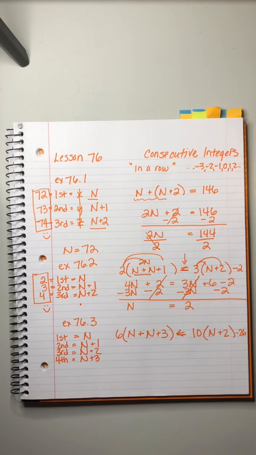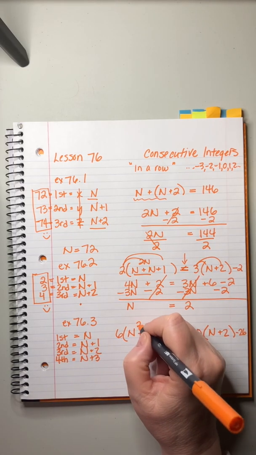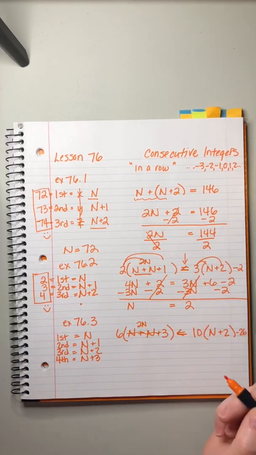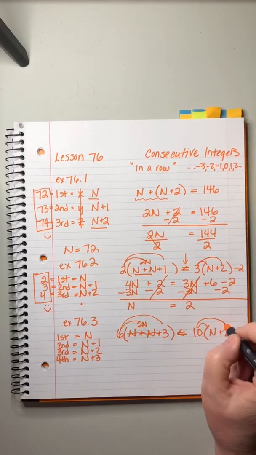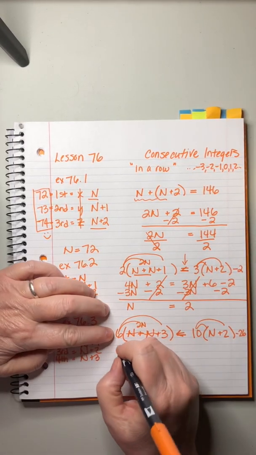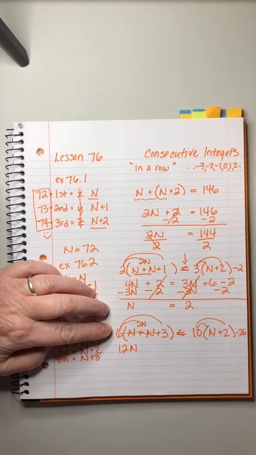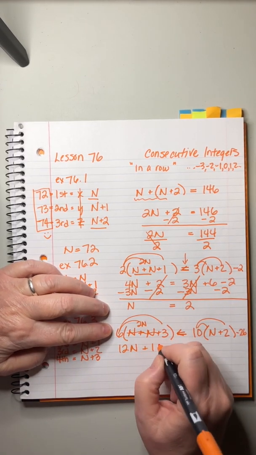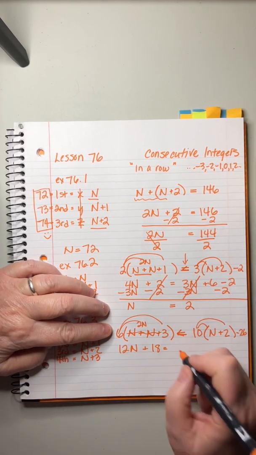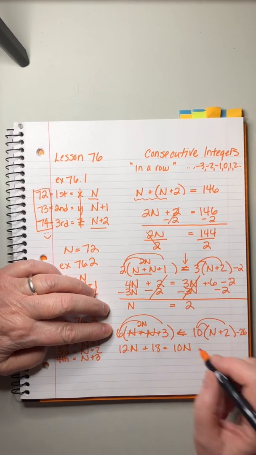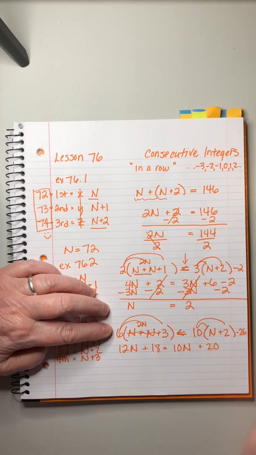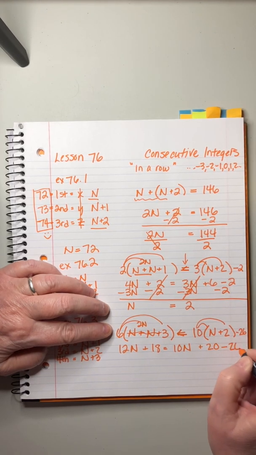All right, ready? This is going to become 2n again. This almost always happens. So I'm going to squiggle that out. I'm going to distribute, and then I'll have to distribute here as well. All right, 12n plus 18 equals 10n plus 20 minus 26.